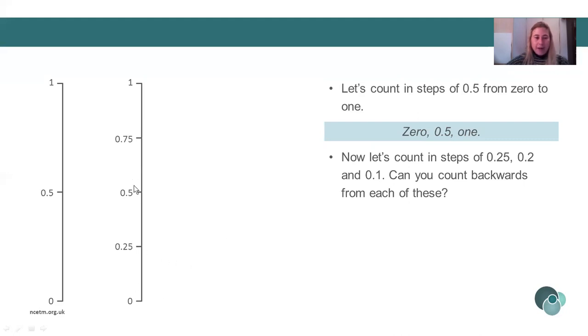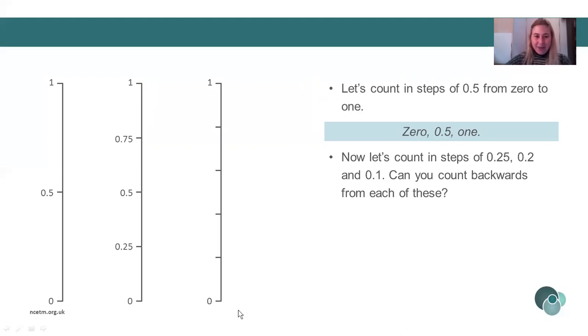0, 25 hundredths, 5 tenths, 75 hundredths, 1 whole. Let's count backwards. 1 whole, 75 hundredths, 5 tenths, 25 hundredths, 0. We could count in decimals, so count forward in decimals. 0, 0.25, 0.5, 0.75, 1. Now you count backwards and pause the video.